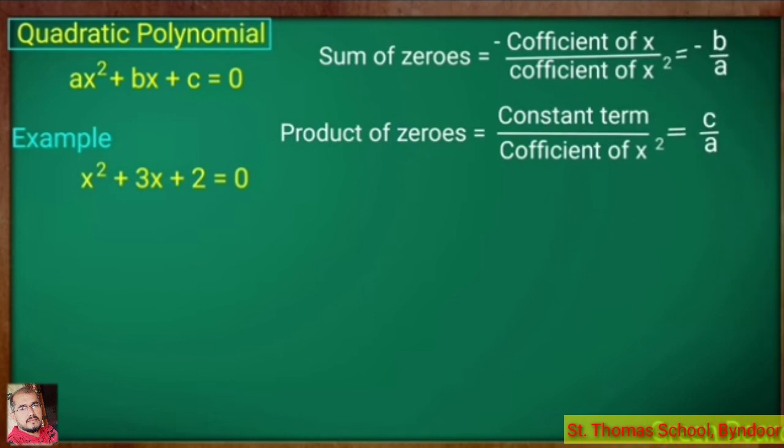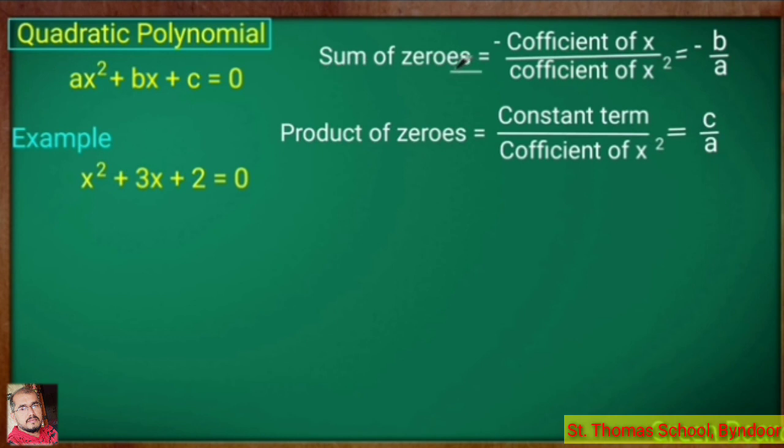Now the quadratic polynomial ax square plus bx plus c equals 0. This is the quadratic polynomial ax square plus bx plus c equals 0. For this, a, b, c are the coefficients of x square, x, and c is the constant term. Okay. So here x square is one of the terms, and its coefficient is a. Here the sum of the zeros. A quadratic polynomial has two zeros, you know that. One is alpha and another one is beta.